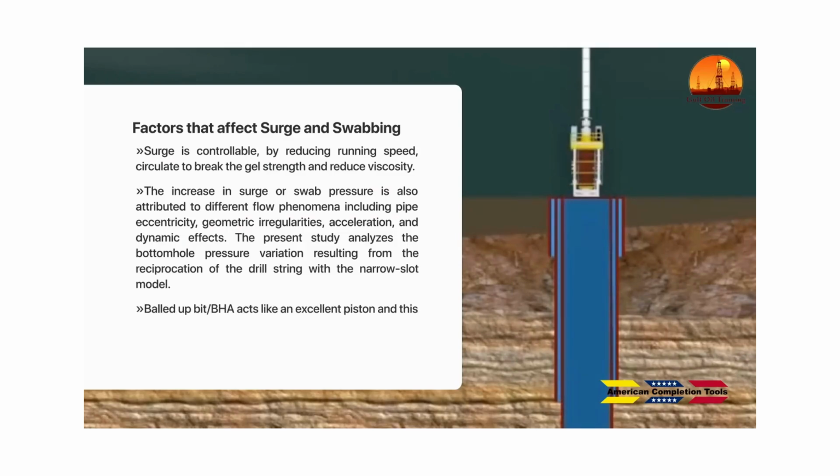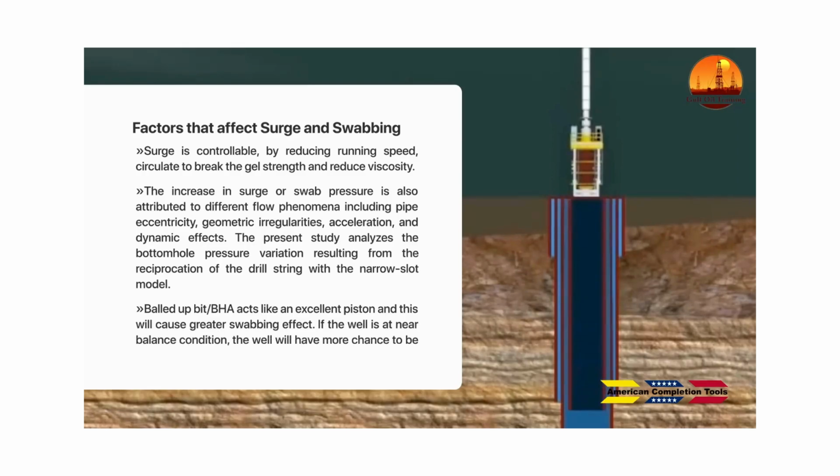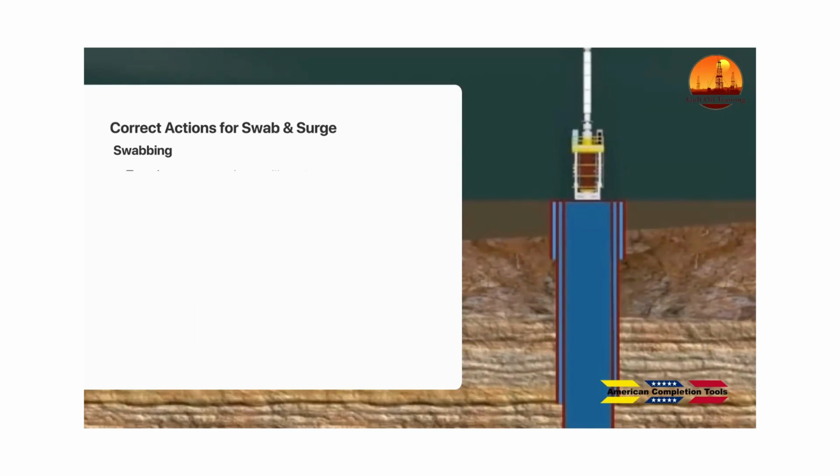A balled up bit/BHA acts like an excellent piston, and this will cause a greater swabbing effect. If the well is at near balance condition, the well will have more chance to be underbalanced due to swabbing. Correct actions for swab and surge.